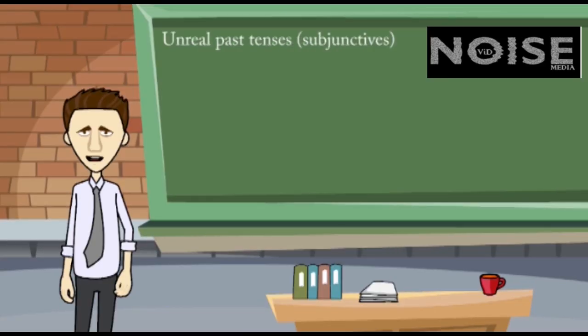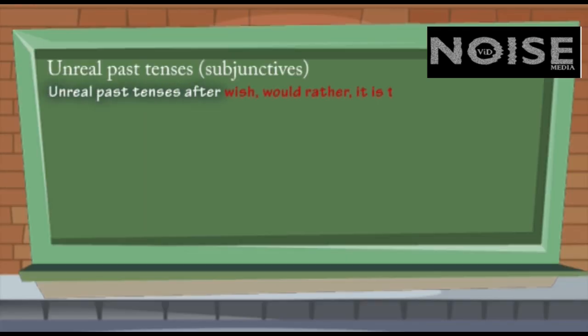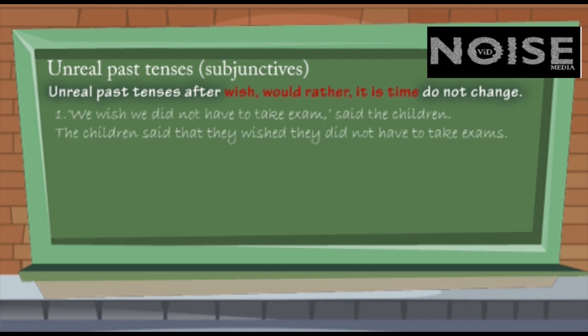Now, use of unreal past tenses, what we call subjunctives, in indirect speech. Unreal past tenses after wish, would rather, it is time, do not change. For example, "We wish we did not have to take the exam," said the children. The children said that they wished they did not have to take the exam.